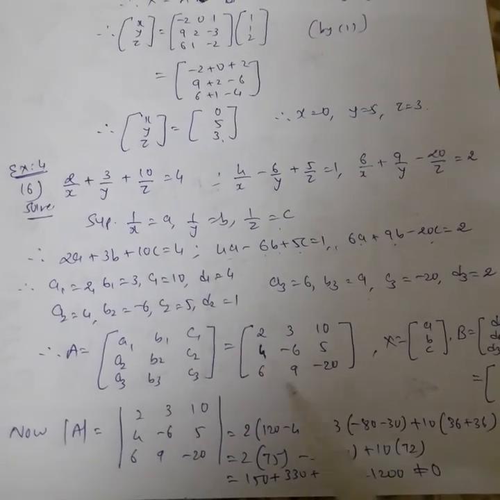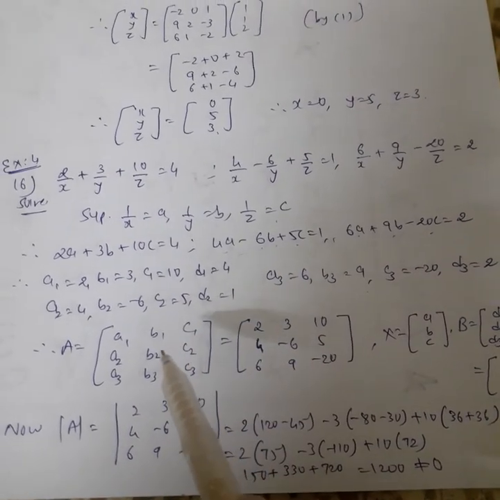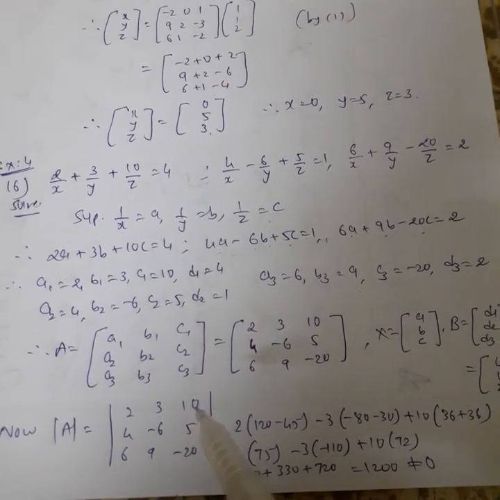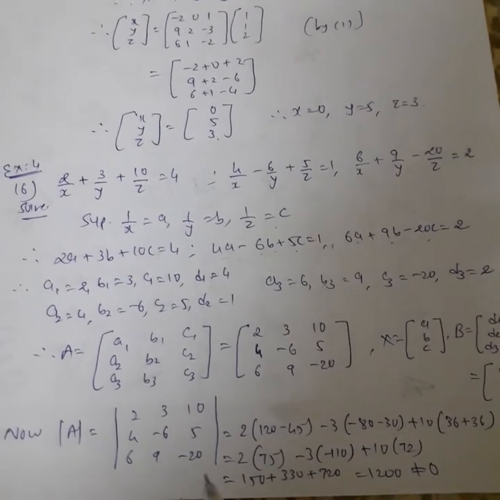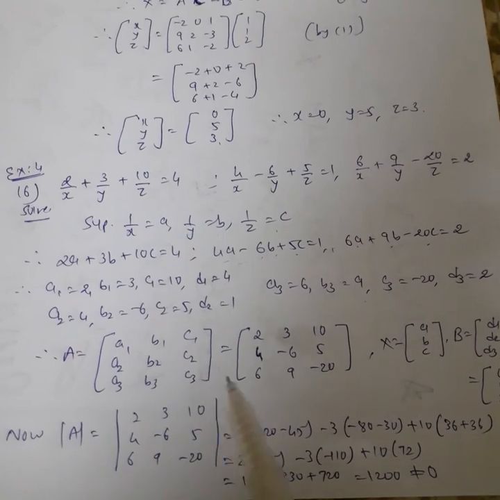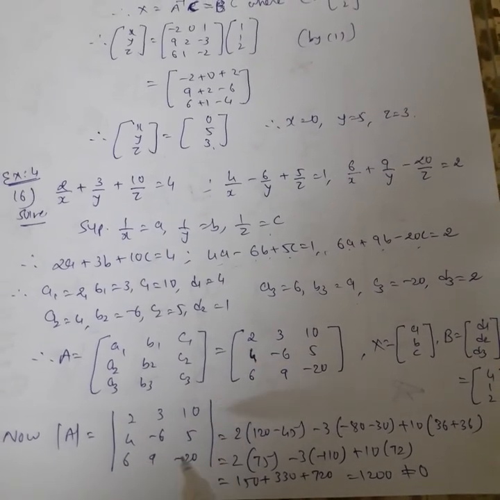To find the solution for a, b, c, we have to find the determinant of A. If it is not equal to 0, then it will be non-singular, and its inverse exists, so its solution exists. So we keep all these entries in determinant form. Determinant A will be the determinant of 2, 3, 10, 4, minus 6, 5, 6, 9, minus 20.